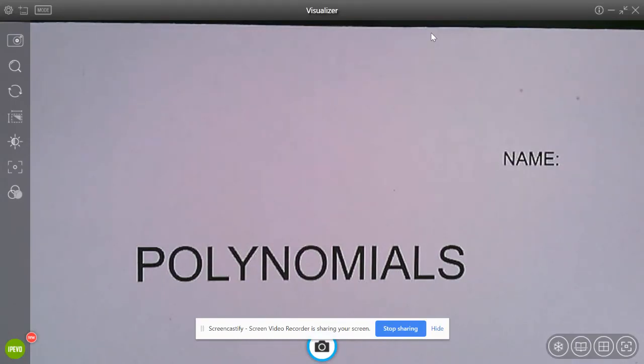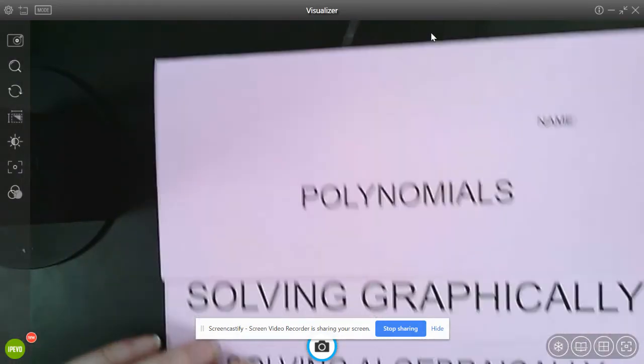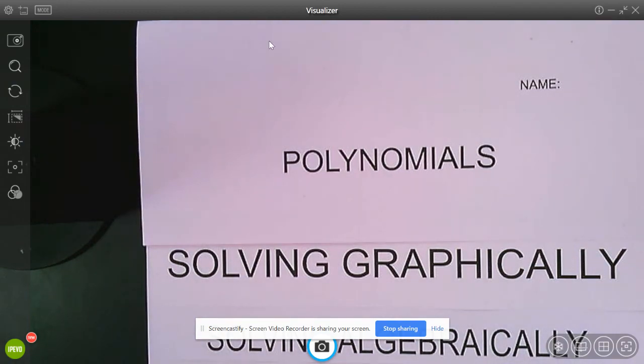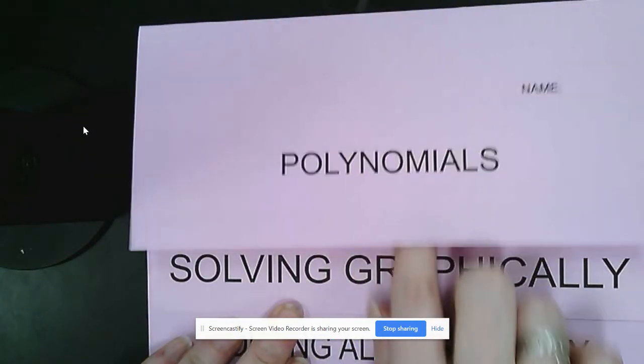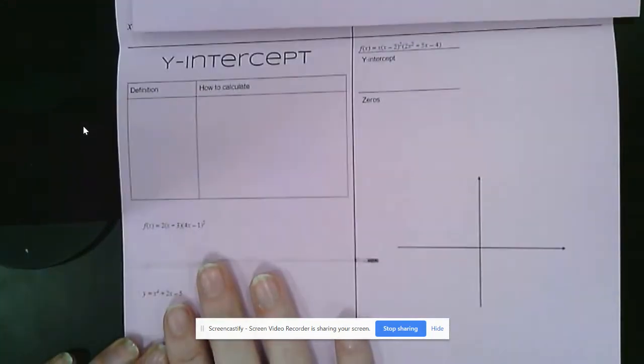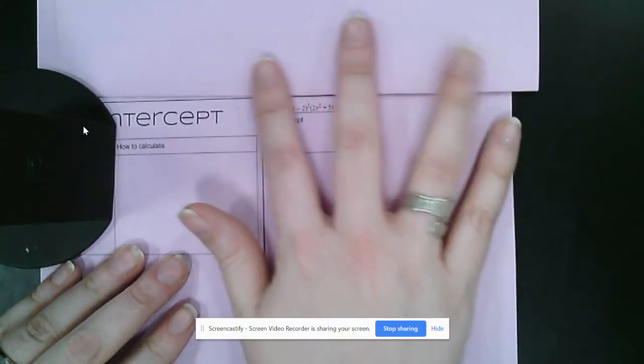Okay, this video is of the notes from 227. We are in the Polynomials foldable, and we are on the last set of notes for the whole quarter, actually. So we already did solve graphically, solve algebraically. We are on sketching. So this y-intercept part should already be filled out. We should be over here in this last problem, and we are going to sketch it.